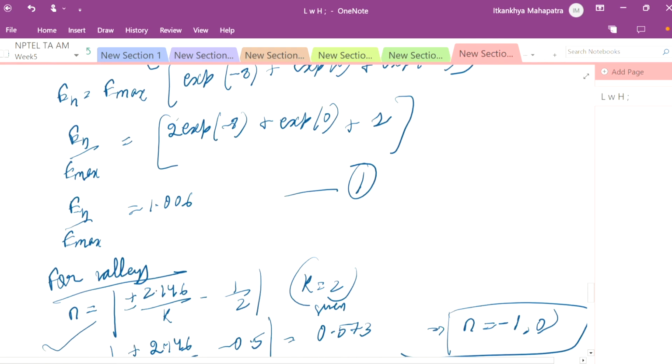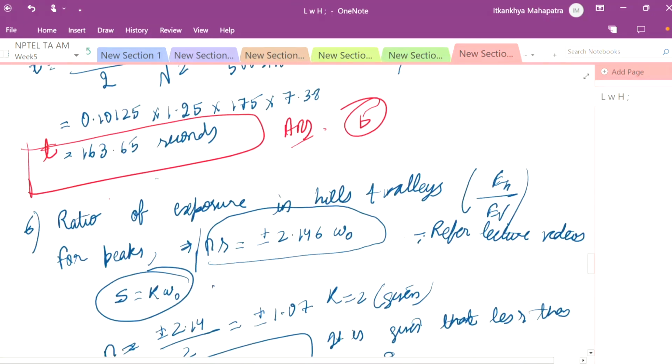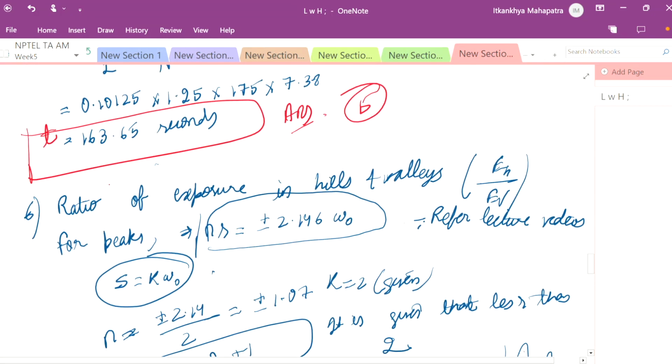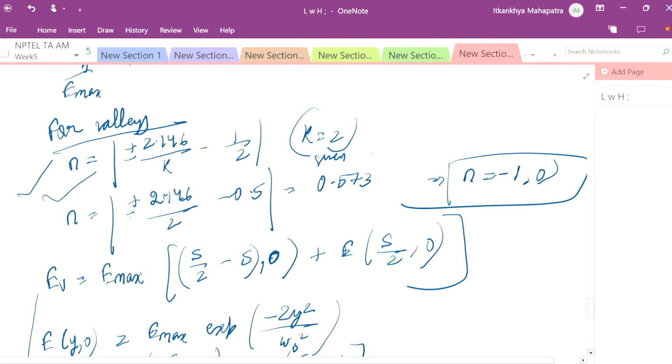Now how do we solve that? We take this relation from our lecture videos, that is, for hills this is the relation, and for the valleys this is the relation. You put the K, that is the spacing, K is equal to 2 W naught, is the relation which we are using, and you solve with this equation.